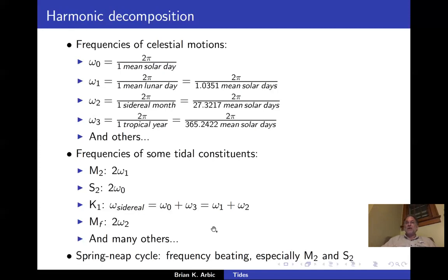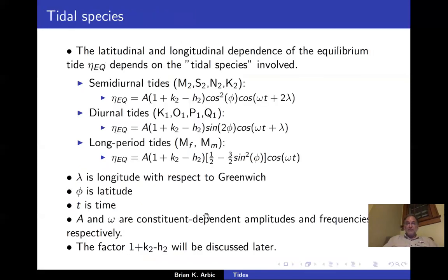So those of you who study these things know that if you have two sine waves of not similar but not exactly equal frequency, they'll come into and out of phase, giving you very high highs and lows at some times versus a compressed high-low range at other times. Okay, so tidal species. There are semi-diurnal tides, diurnal tides, and long period tides.